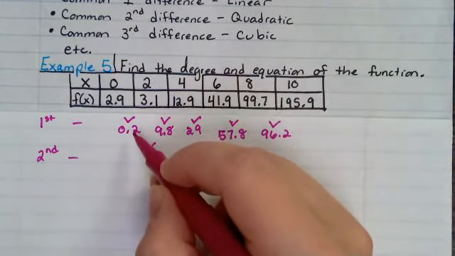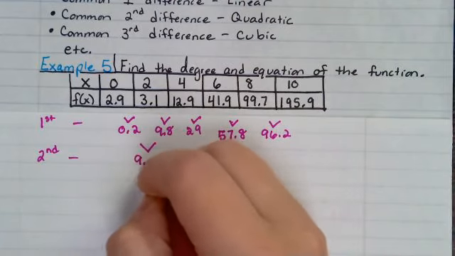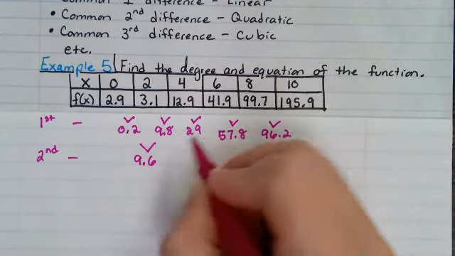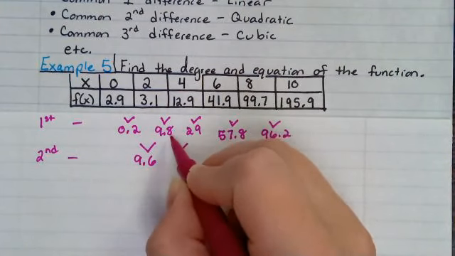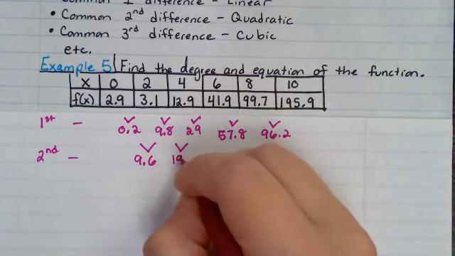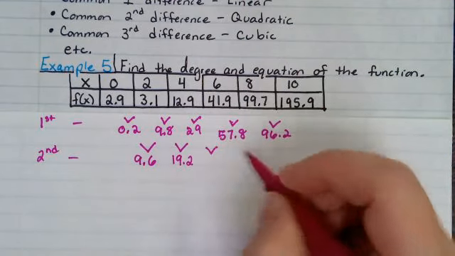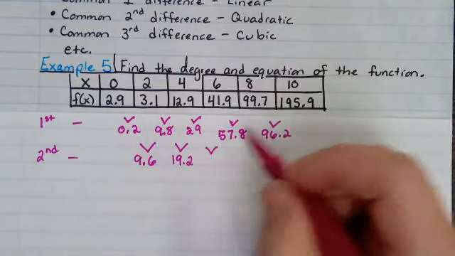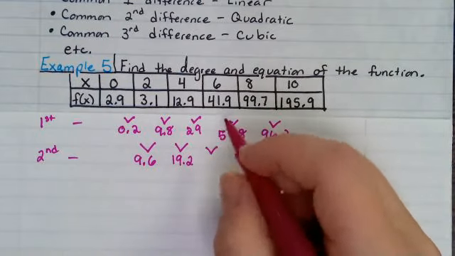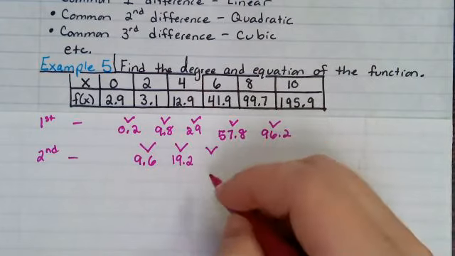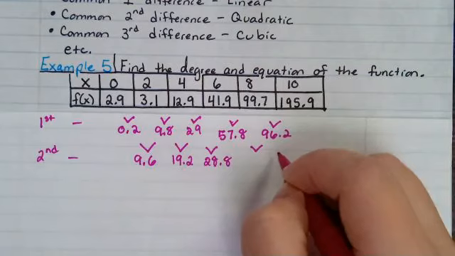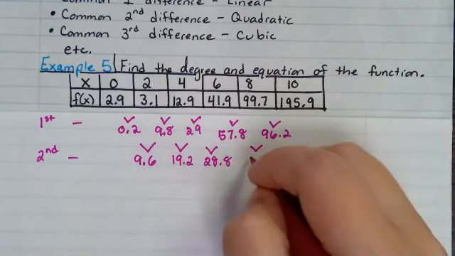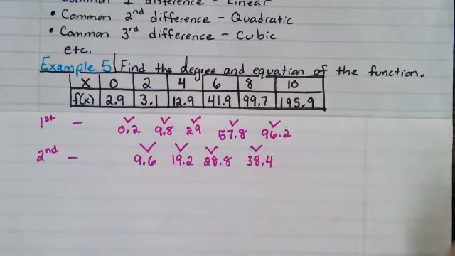So 9.8 minus 0.2 gives us 9.6. Then if we do 29 minus 9.8, we get 19.2. Okay, that's not turning out to be the same either, but we got to continue getting this whole row. 57.8 minus 29 is 28.8. And then 96.2 minus 57.8 is going to give you 38.4. So we can see that the second difference is not the same.